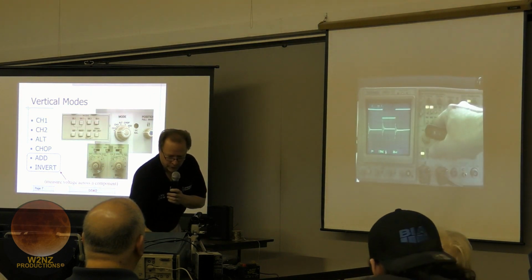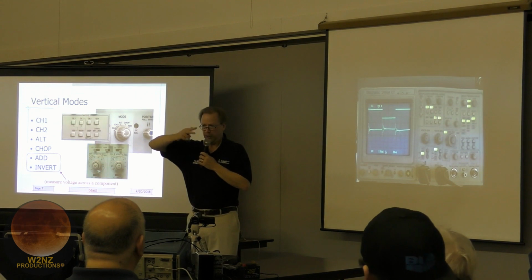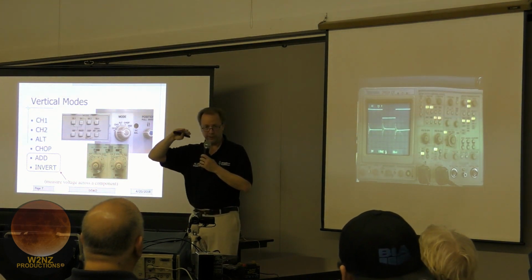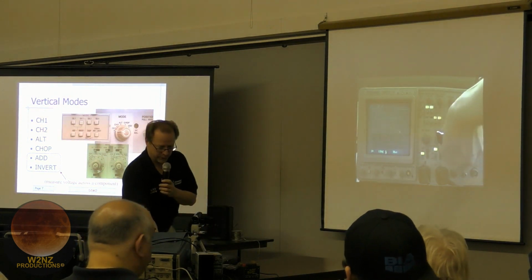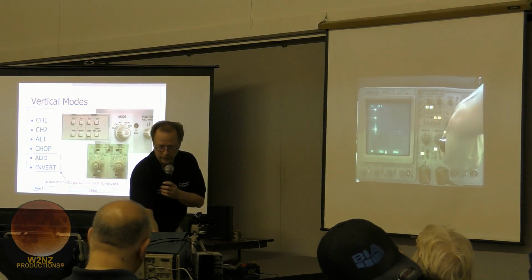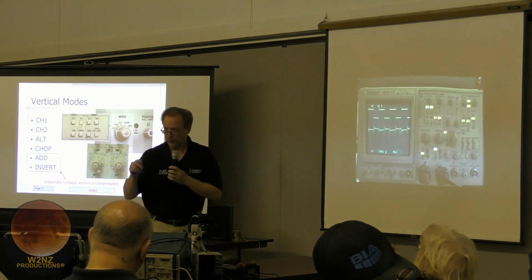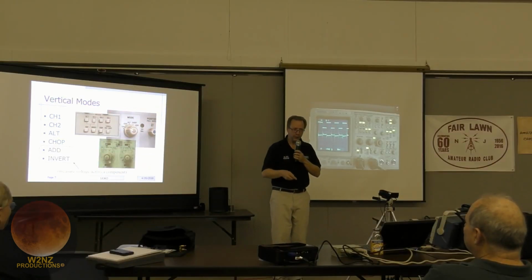Okay, the other mode is chop. Now what chop does is during the sweep, it's rotating back and forth between those two signals very quickly. You can't see the change from one to the other, okay? But it's really useful when you go down to these slower sweep speeds, because now both traces will always be there, okay? Now, when you get up to some of the higher sweep speeds, you might actually start to see the chopping happen, and you switch to alt mode, okay? But that's why the two are there.